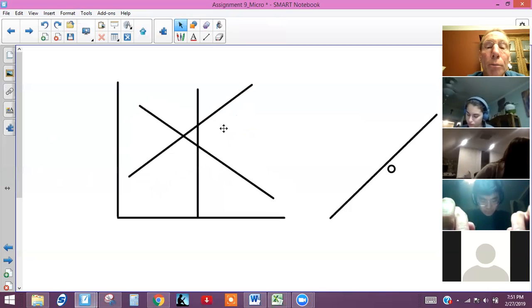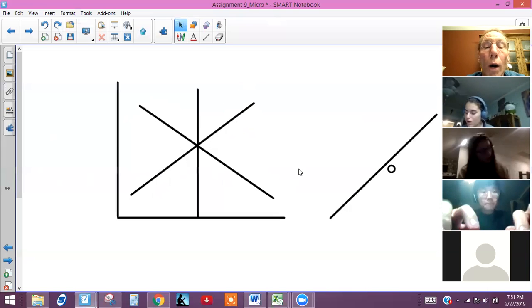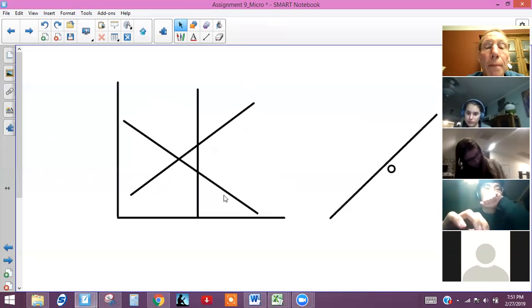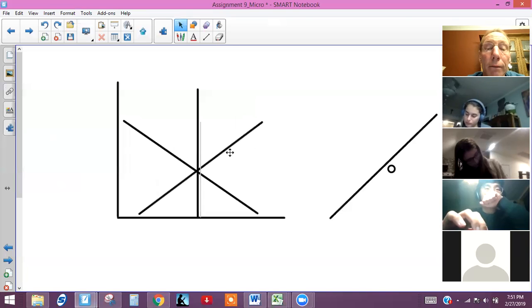And you can play out every scenario. What happens if demand shifts to the left? How do we keep the same quantity? Well, supply has to shift to the right, and we have a lower price, but the same quantity, okay?